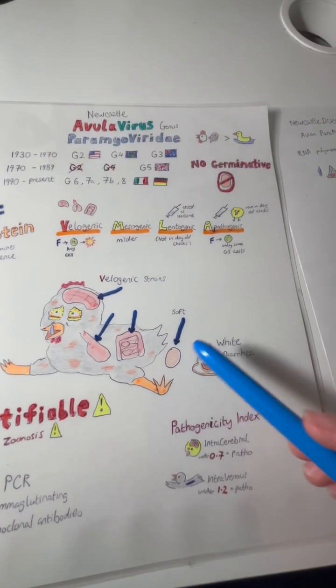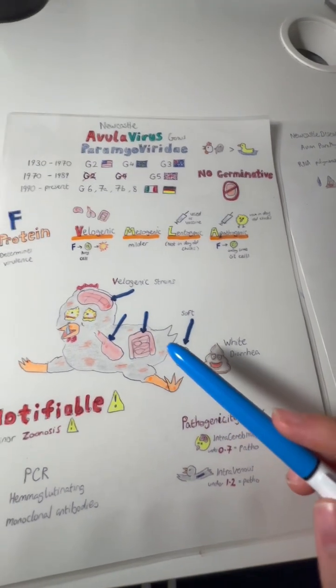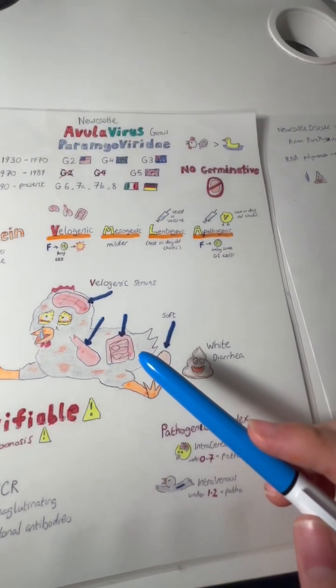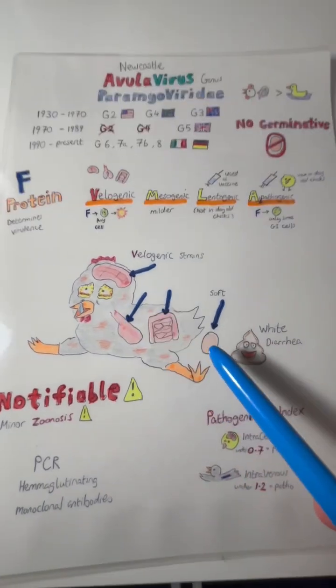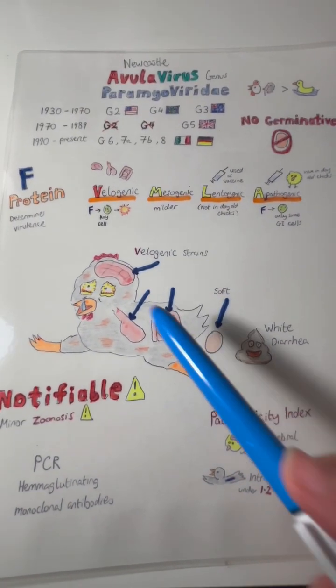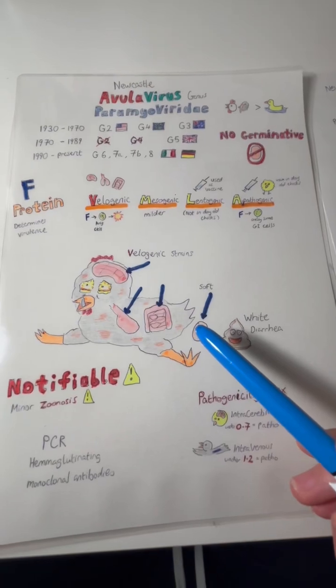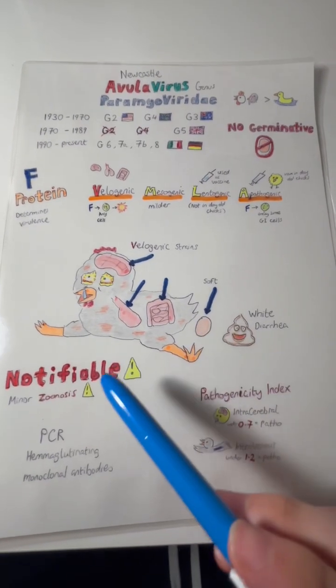In the pathology, we can see hemorrhages everywhere and an enlarged spleen, and we can also see swollen periorbitals and head and the lacrimal glands as well. In the brain, there will be encephalitis, and we can see cytoplasmic inclusion bodies. This is a notifiable disease, and there's also a minor zoonosis.